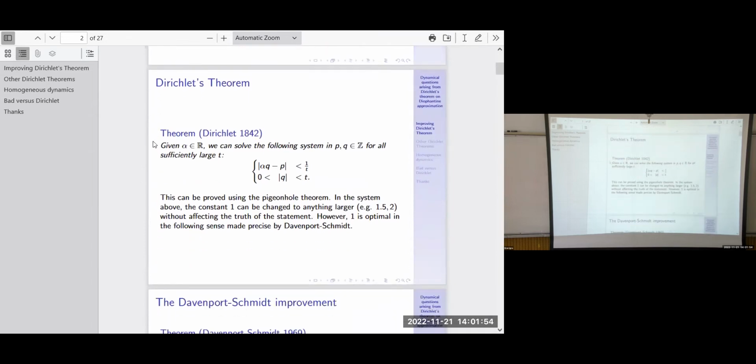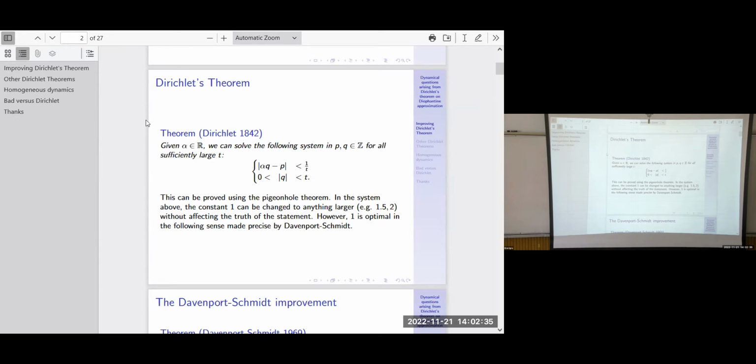Okay, so this is Dirichlet's theorem. You're given a real number alpha, and you look at q times alpha. You want to see how close you get to z. To get within 1 over t of z, you just need to go less than t steps. That's what Dirichlet's theorem says. So for any alpha and for any large t, we can solve the system in p and q. Why do I say this is Dirichlet's theorem? Of course, I can change this 1 to 1.5 or something. The theorem still holds, but why is this 1 optimal? That was studied by Davenport-Schmidt.